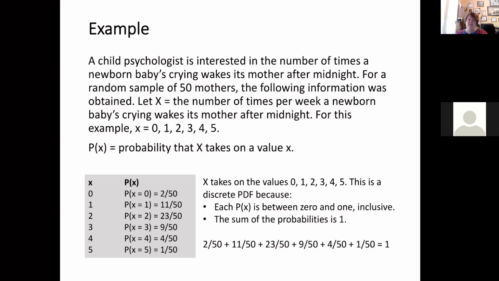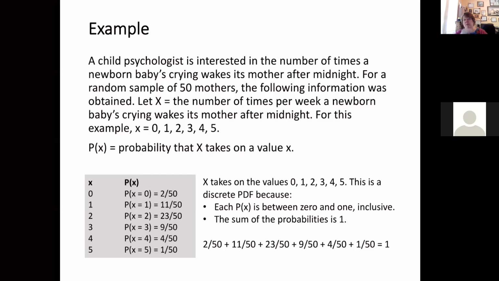When they sampled these 50 mothers, the mothers told them how many times in the week the baby's crying woke them up after midnight. And what values can our discrete random variable take on? Well, 0. So at least one mother, well, in this case, it was 2. We'll talk about that in a second. So a mother told them that the baby never woke them up in the whole week. And a mother said once, another mother said twice. So the random variable can take on the values from 0 to 5 times. The baby never woke the mother up, to the baby woke the mother up 5 times during the week after midnight.